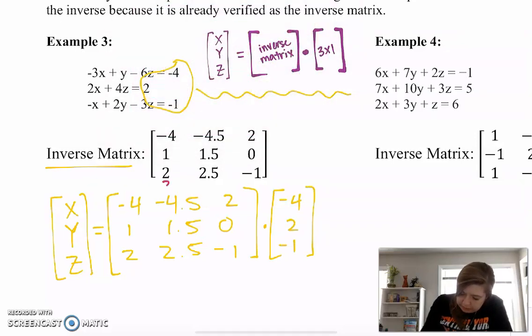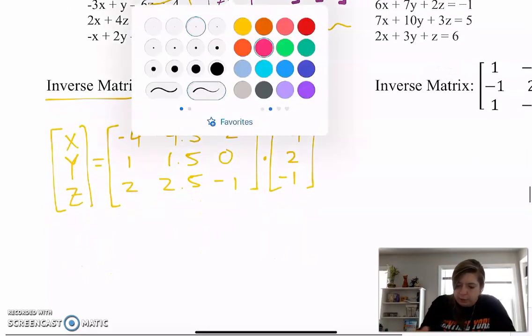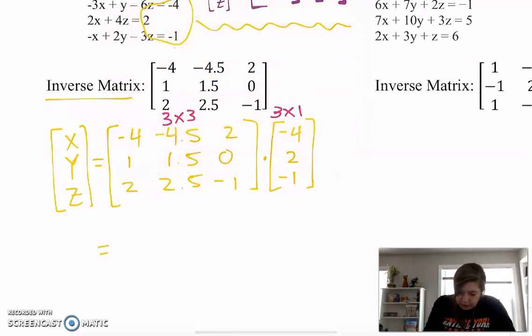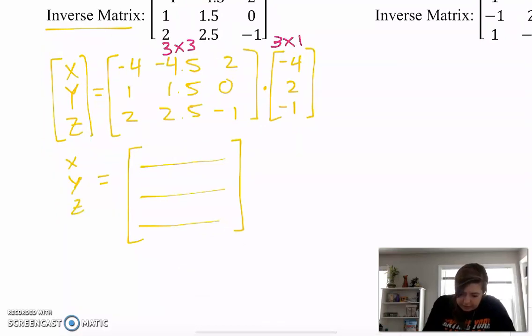So just remembering, lots of multiplication here. We've got a 3 by 3 and a 3 by 1. So your new matrix, your solution, will be a 3 by 1. And that's going to be what your x, y, and z will equal. So we just have to do that multiplication. So again, it's your row times your column.